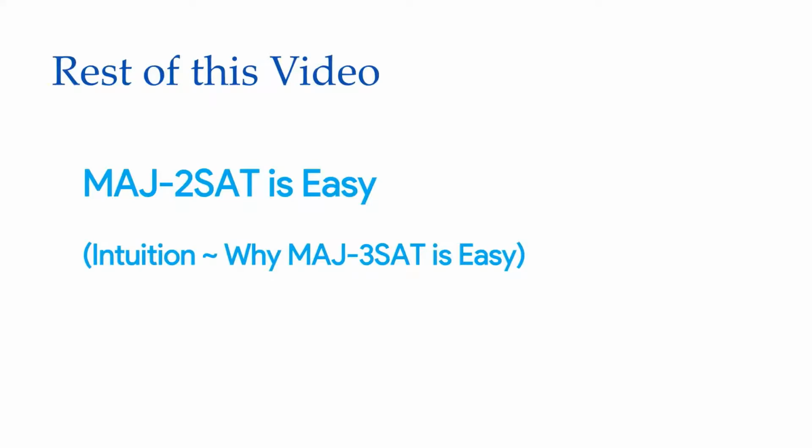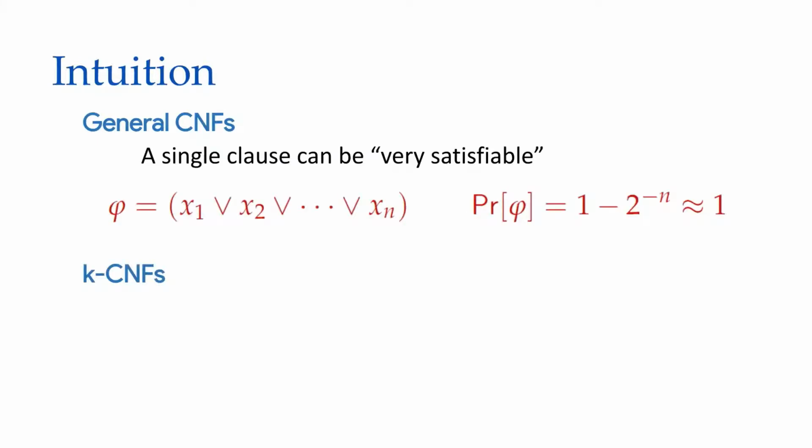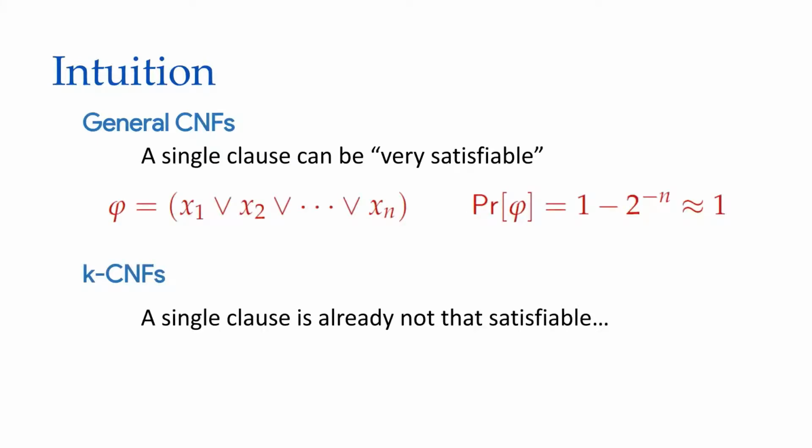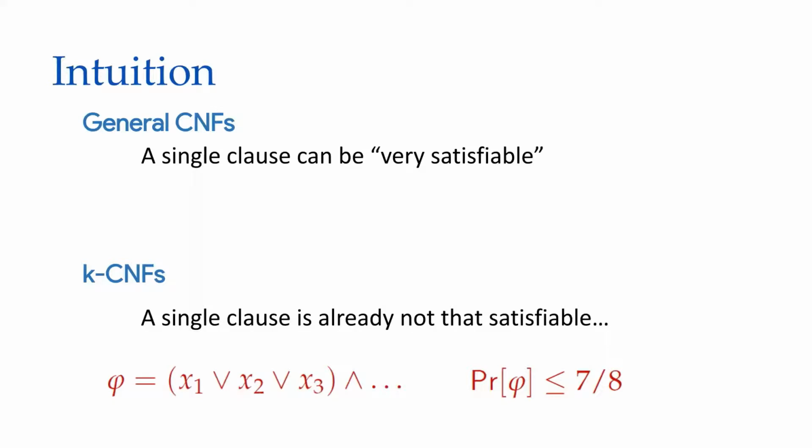Before going into the majority 2-SAT algorithm, I'll give one bit of intuition for why majority k-SAT should be easy, even though majority SAT in general seems so intractable. And the intuition is that while in general CNFs, we can have very satisfiable formulas, in k-CNFs, observing even a single clause already drops the fraction of satisfying assignments down a lot. For example, a clause of width 3 is satisfied by only 7 out of 8 assignments to its variables.